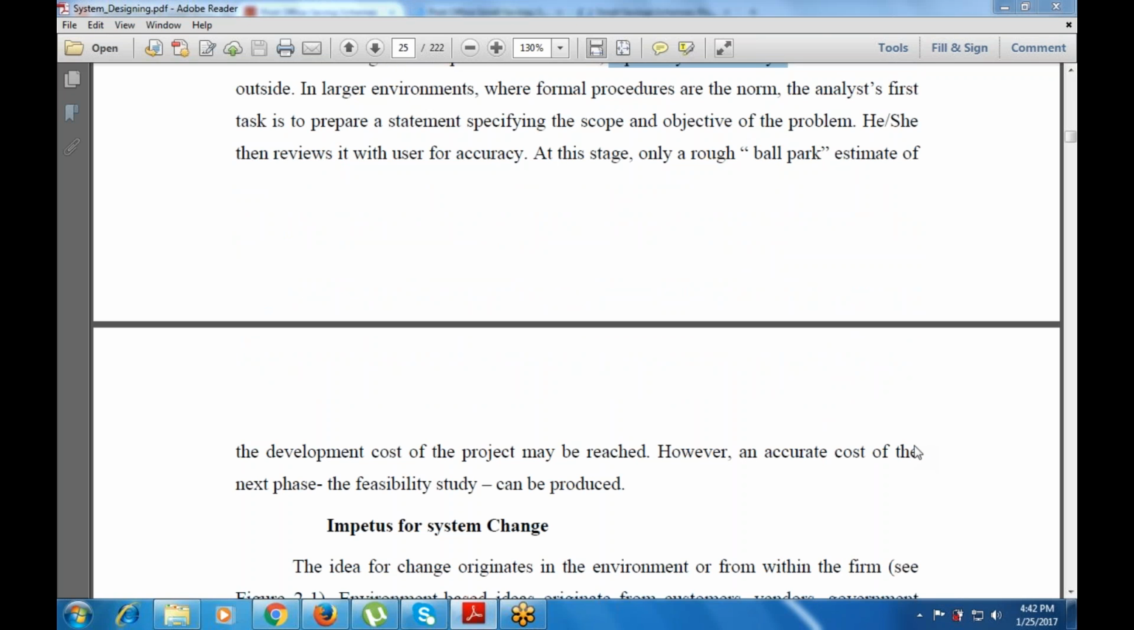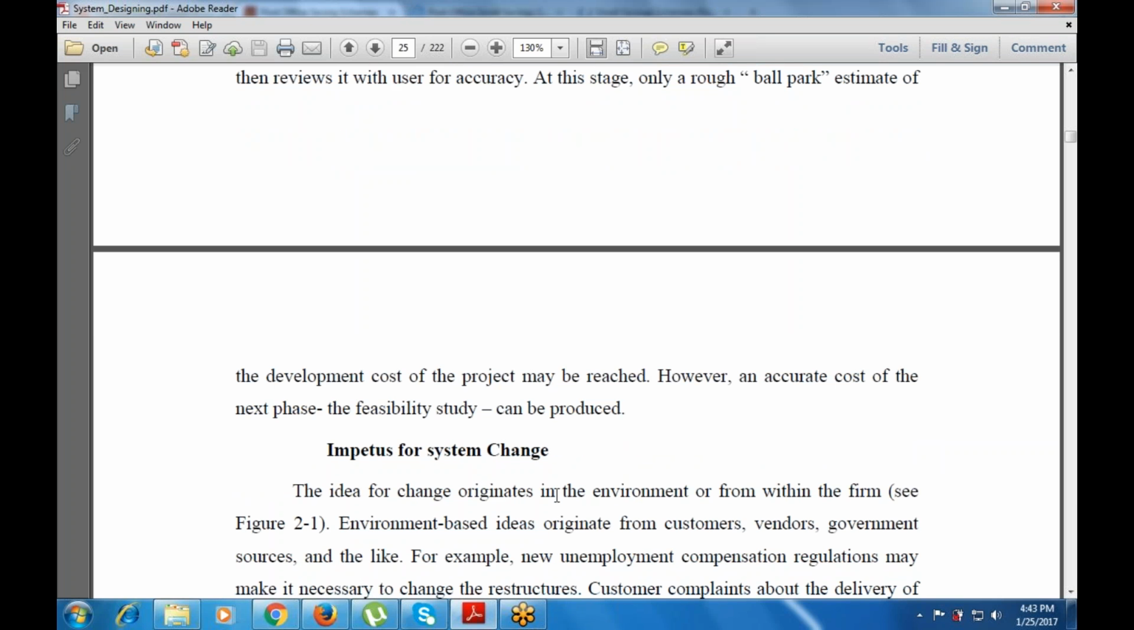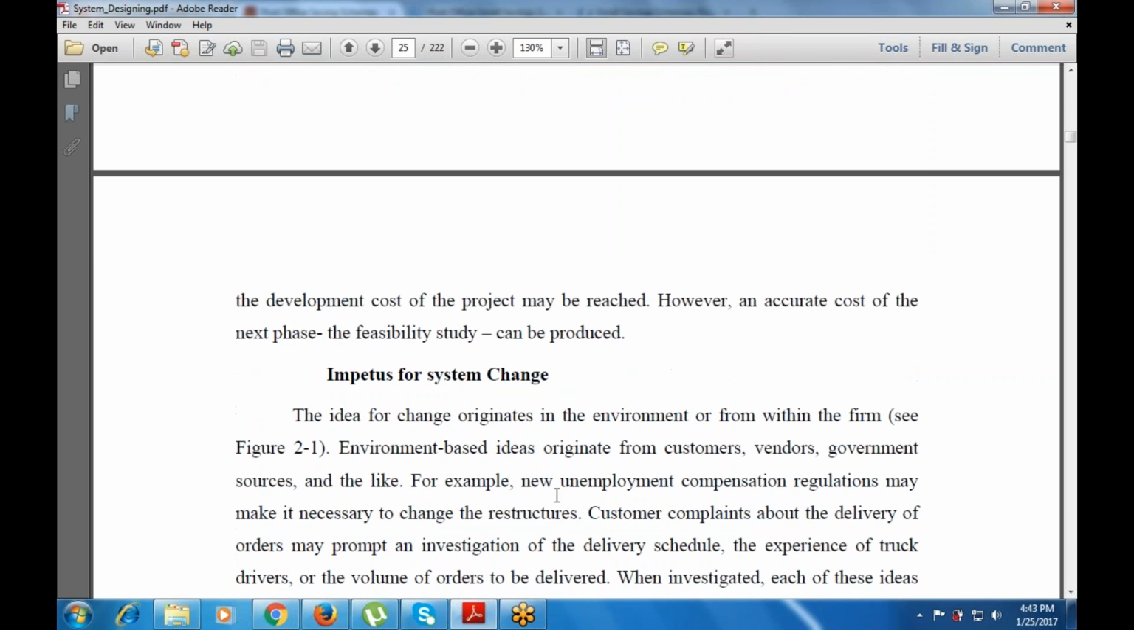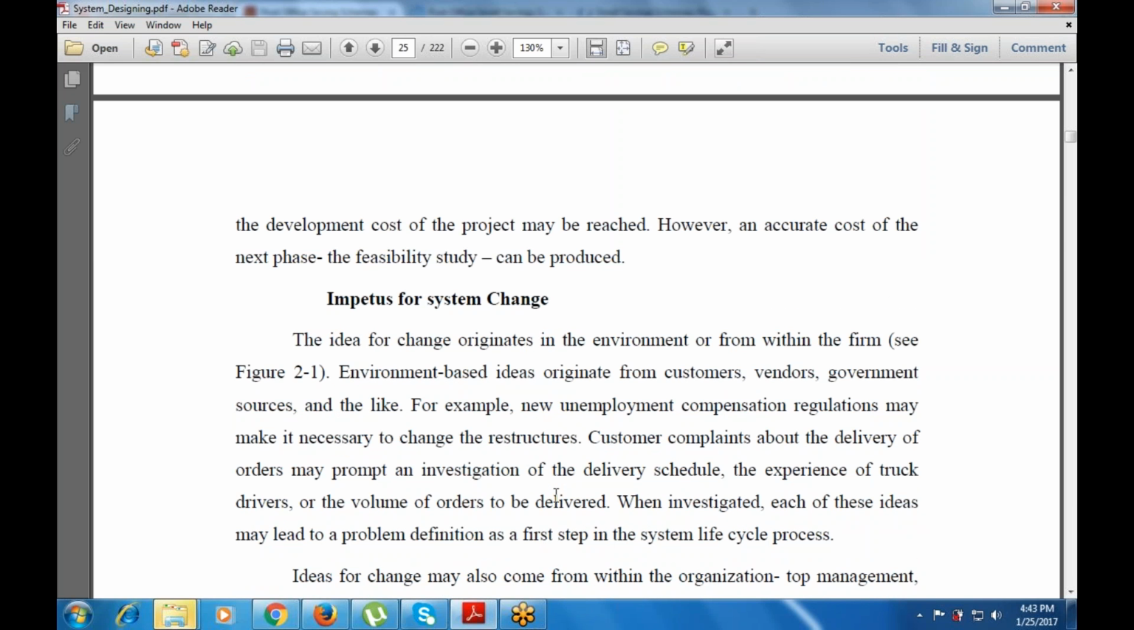When we talk about the input for system change, what are the various steps used in system analysis and design? First is the system change that is required, a change that originates in the system, given the capability available in it. That system change will be used here. The idea for the change originates in the environment or from within the firm. Environment-based ideas originate from customers, vendors, government sources, and the like.